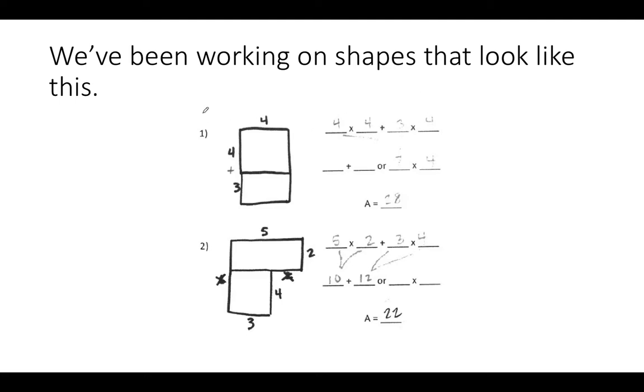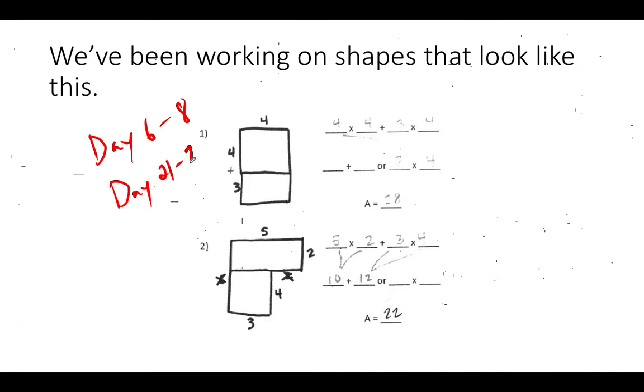And if you're confused about this, I'd really recommend the videos from day 6 through 8. But you could also look at the videos day 21 through 24. Those are all relevant to composite area because this is a big one. And we had to choose, right, with these shapes, if we were going to do this side because it made a rectangle, or this side because it didn't make a rectangle. That's what we were working on today, or yesterday.